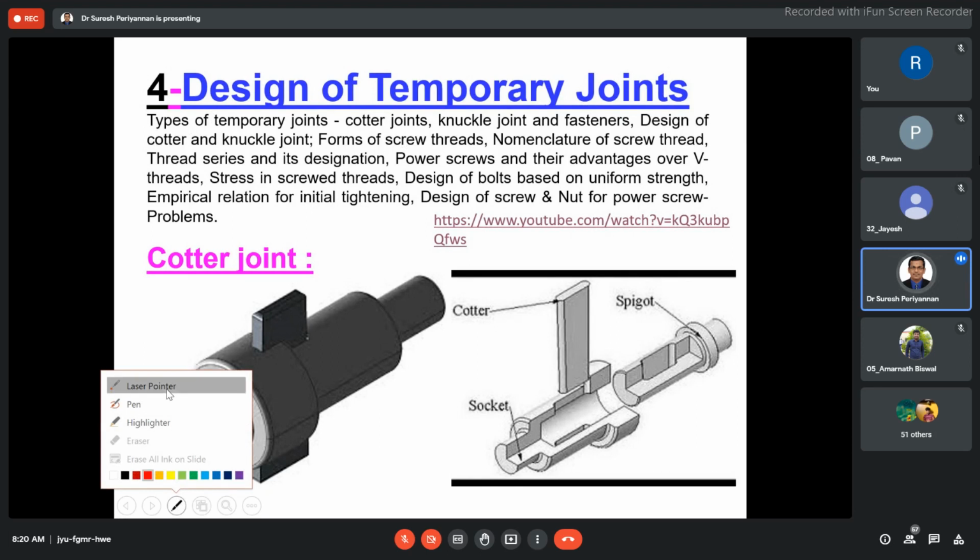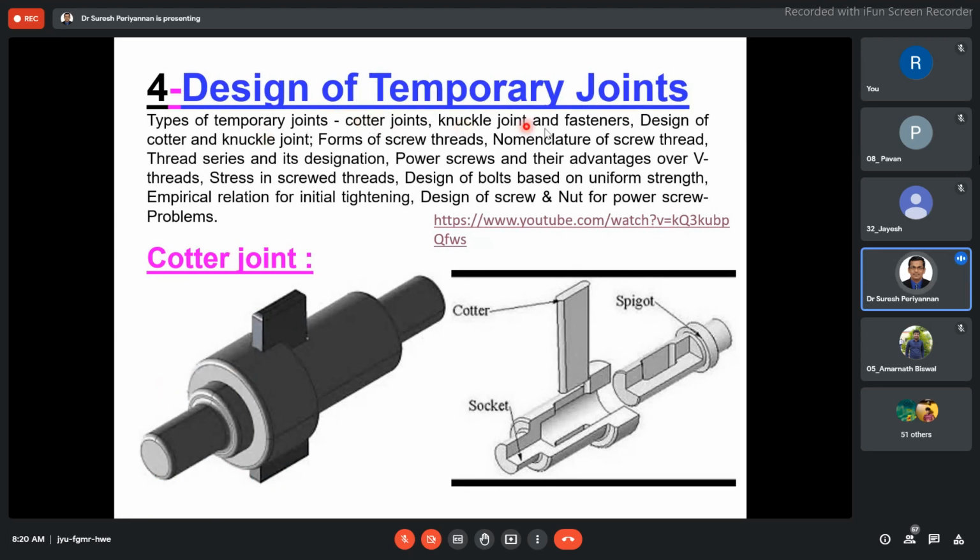What are the temporary joints? Cotter joint, knuckle joint, and fasteners. Now we are going to discuss the design of the cotter joint and knuckle joint. First, in this class we discuss the design of the cotter joint. Then the form of screw threads, the nomenclature of screw threads, thread series, power screws and their advantages, V threads, and stresses in screw threads. These are under the category of temporary joints. Then the design of bolts based on uniform strength and the corresponding empirical relations for initial tightening. Those things we are going to discuss now.